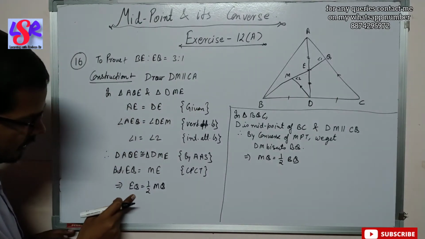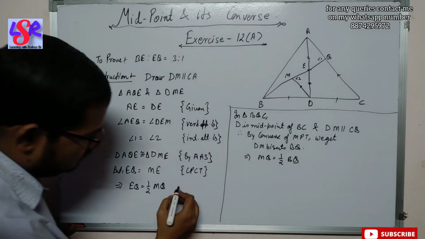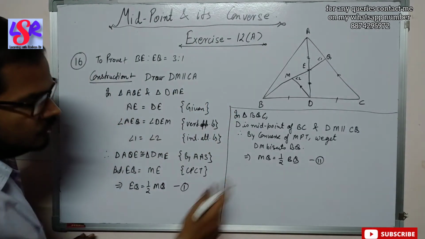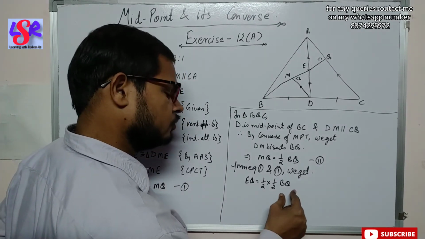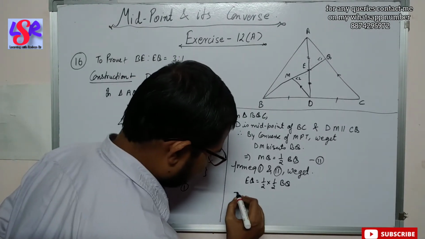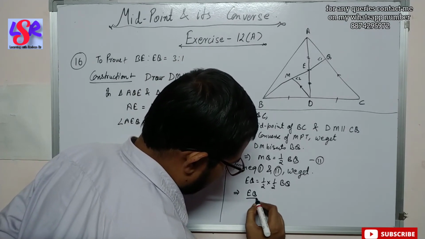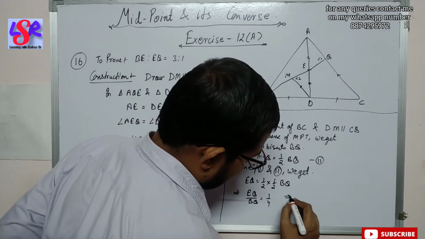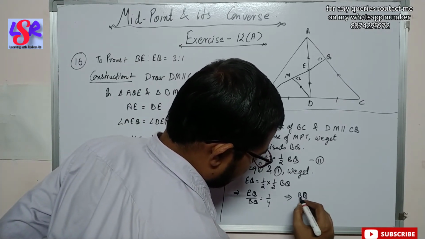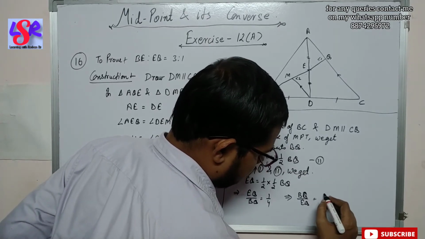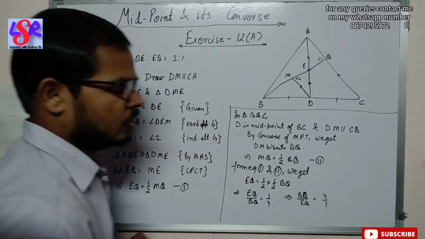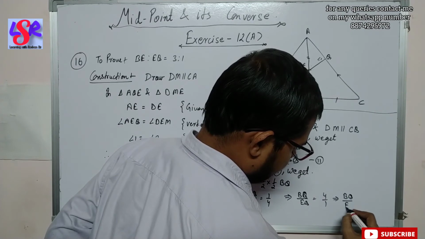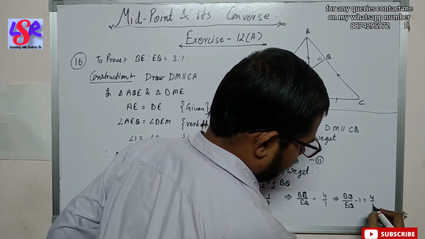Now here we have seen that EQ is half of MQ. So let this one be equation number 1 and this one be equation number 2. So from equations 1 and 2 we get EQ equals 1 by 2 into 1 by 2 BQ. Now solving it, this becomes EQ upon BQ equals 1 by 4. Now this can be written as BQ upon EQ equals 4 by 1. If I subtract 1 from both sides, this becomes BQ upon EQ minus 1 equals 4 upon 1 minus 1.